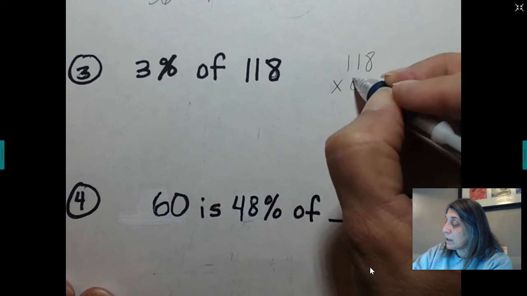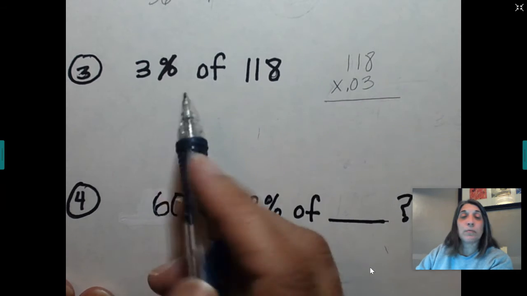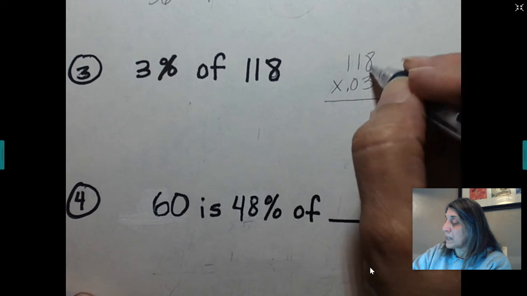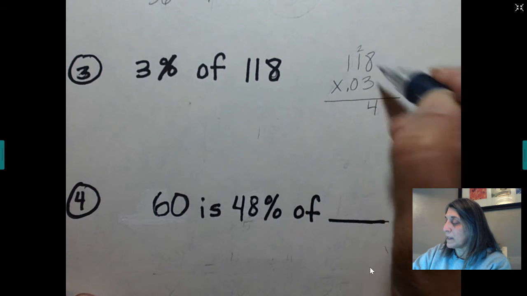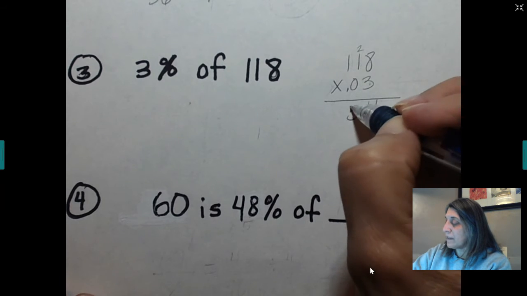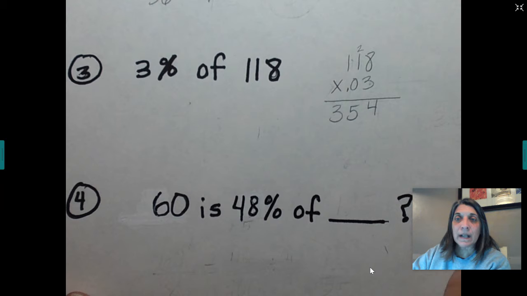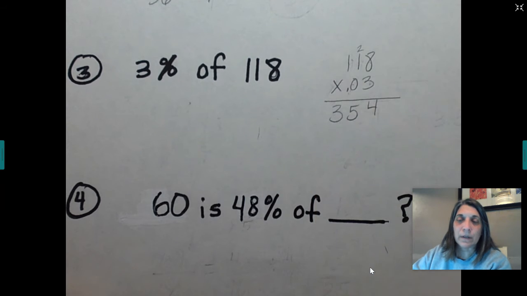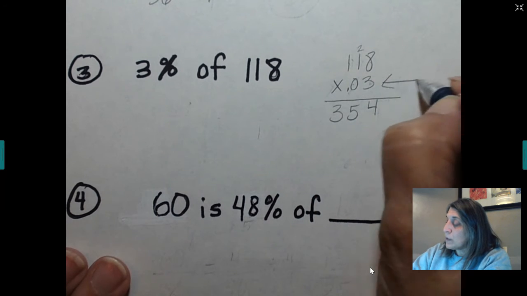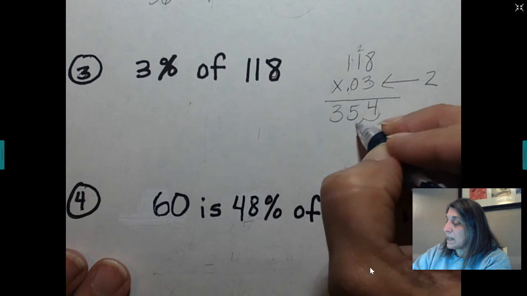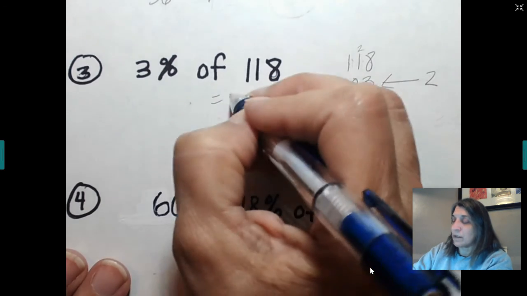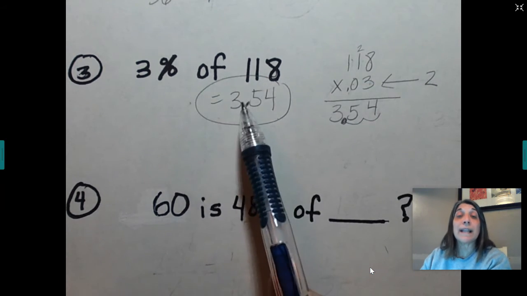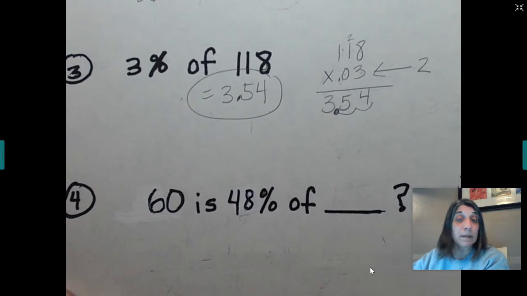Okay, so I'm going to multiply it by 0.03, right? Because 3% is the same as 0.03. Okay, so 3 times 4 is 24. Regroup my 2. 3 times 1 is 3, and 2 more is 5. 3 times 1 is 3. I don't even need to do my second round of multiplication because 0 times 8 is 0. 0 times 1 is 0. You can just write a whole row of zeros, and it's just not necessary. But what you do need to remember is you have 2 decimal places here. So you need to move over 2 decimal places. So your final answer is 3.54. Okay, so 3% of 118 is 3.54. Didn't say it was going to be an even number.